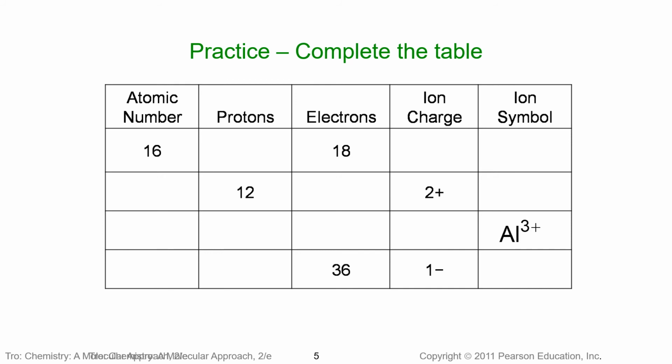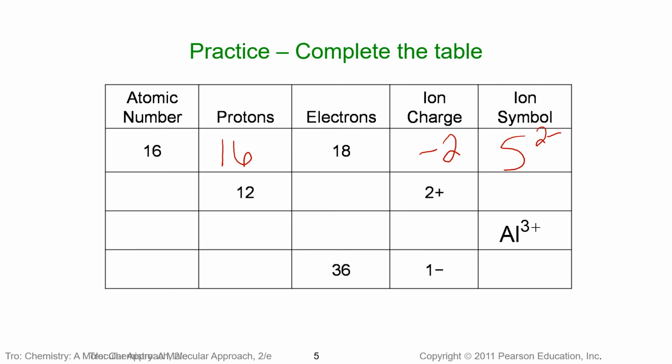Let's look at the first one as an example. We have an atomic number of 16, which means that we have 16 protons because atomic number and protons are equal. We have 18 electrons, which means we have 2 more electrons than protons. Because electrons are negative, we have an ion charge of -2. Because there's 16 protons, we can look at our periodic table, find atomic number 16, and the symbol for that is S, which is sulfur, with the -2 charge.